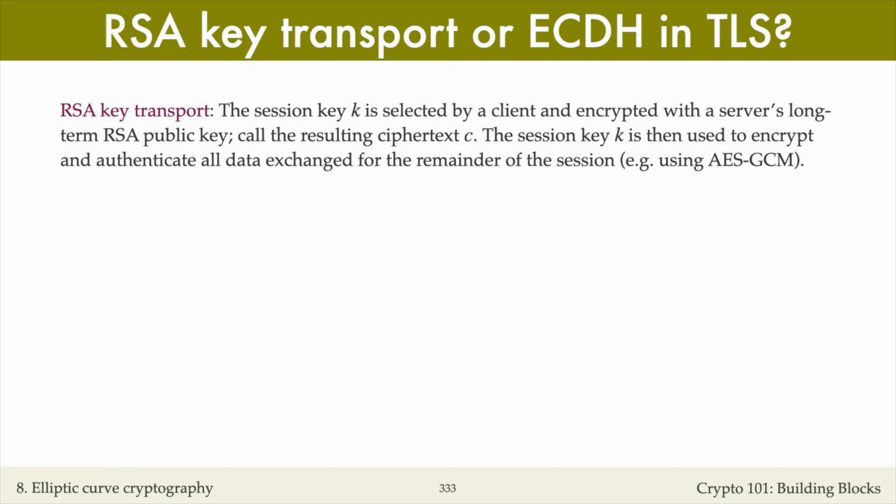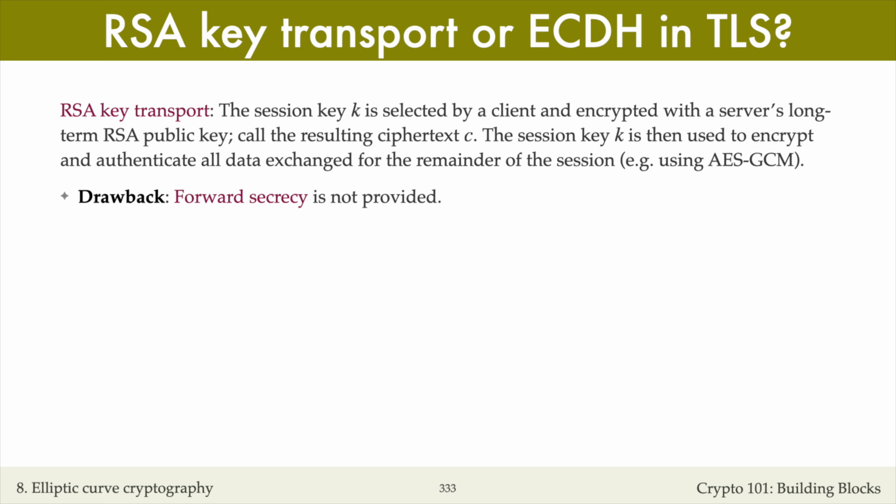Bob decrypts C using his RSA private key and recovers K. And so K is a secret key shared by Alice and Bob. The session key K is then used to authenticate with HMAC and encrypt with AES all data exchanged for the remainder of the session.